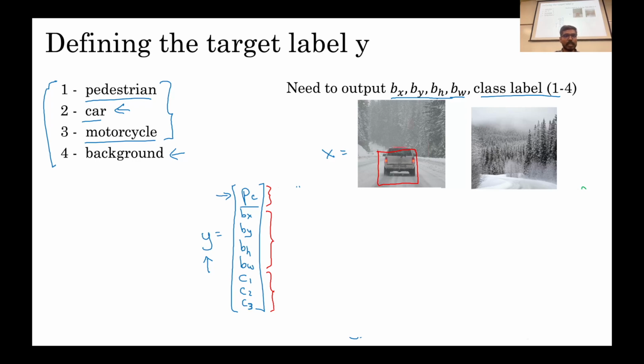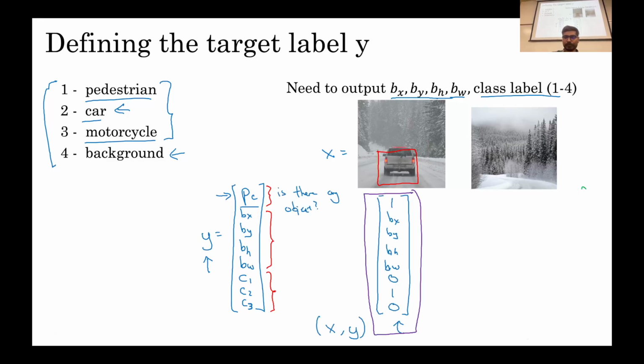In this case we are considering three classes: pedestrian, car, and motorcycle. For the background class, you will not need a C4 separately, because in that case your PC will be 0. So there is an important change here: we are differentiating between the class probabilities and the probability that there is an object in the image or not. How this will come in handy is when you define the loss function.